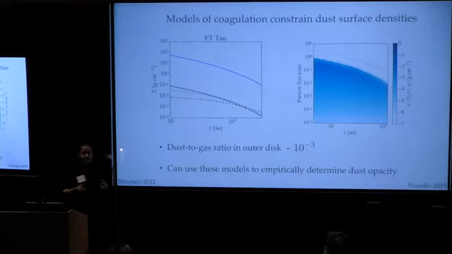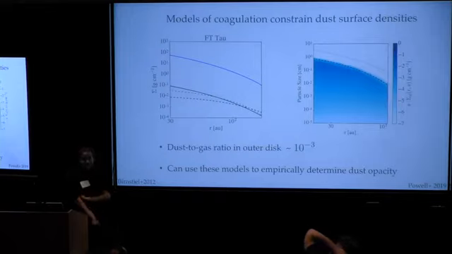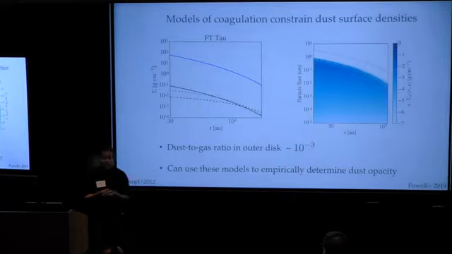All right, so up to this point, we have not needed to assume anything about the dust surface density profile to derive our results. But now, given our results, we can use models of coagulation to determine a dust surface density profile, because for these maximally sized grains, their growth timescale is also equal to the age of the system.